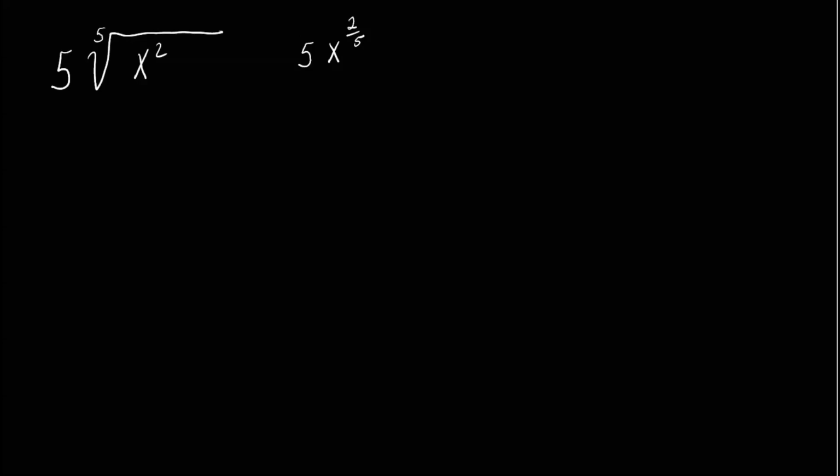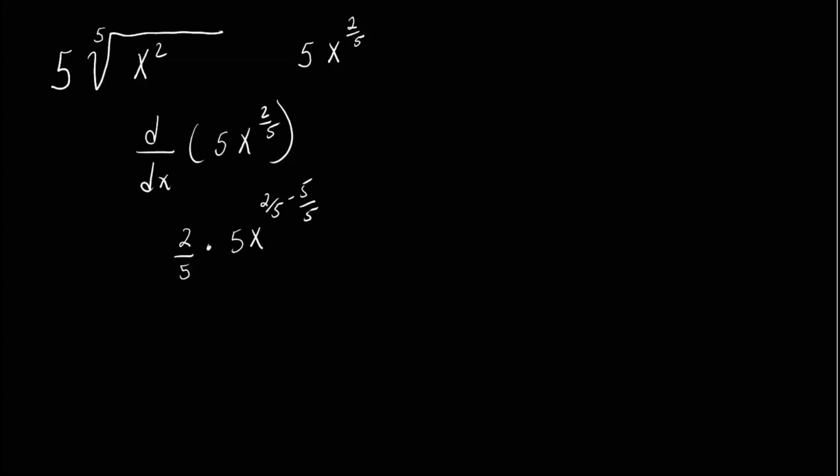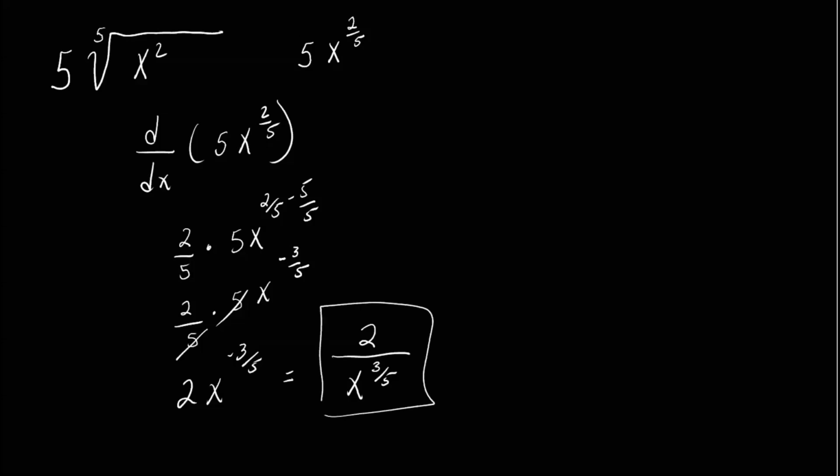So now we can say then that I'm going to bring my 2/5 in front. That'll be 2/5 times 5x to the 2/5 minus 5/5, because it has to subtract 1 from this. So this would be 2/5 times 5x to the negative 3/5. 5's cancel. So I have 2x to the negative 3/5. So that's equal to 2 over x to the 3/5. So that will be the derivative for it.